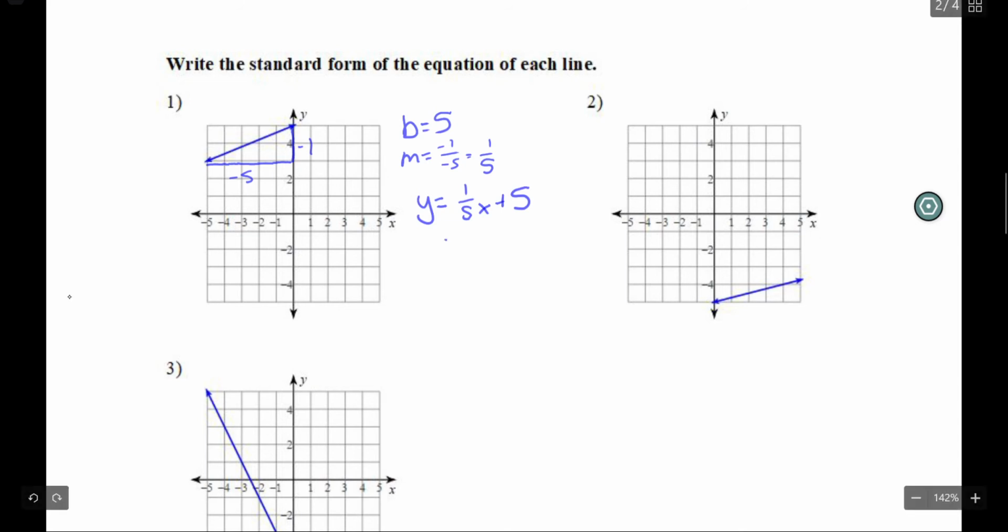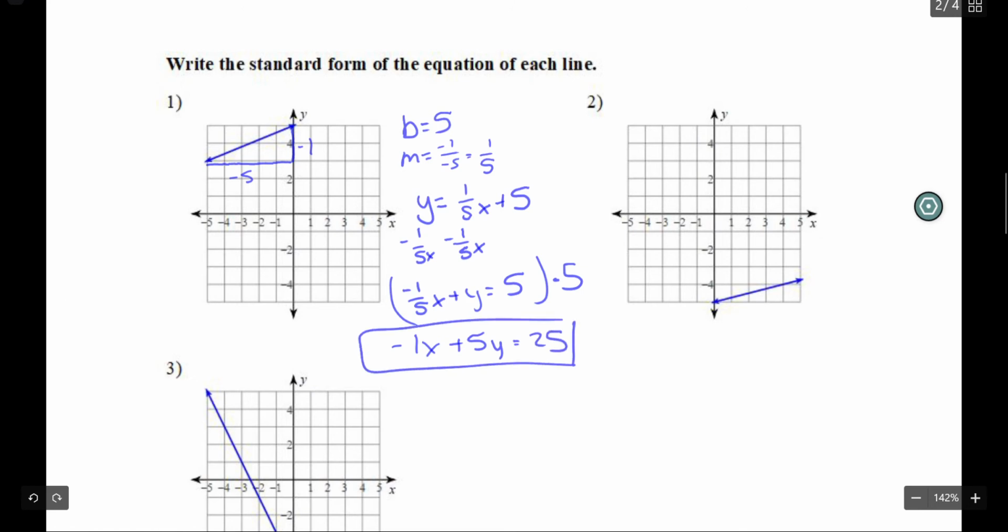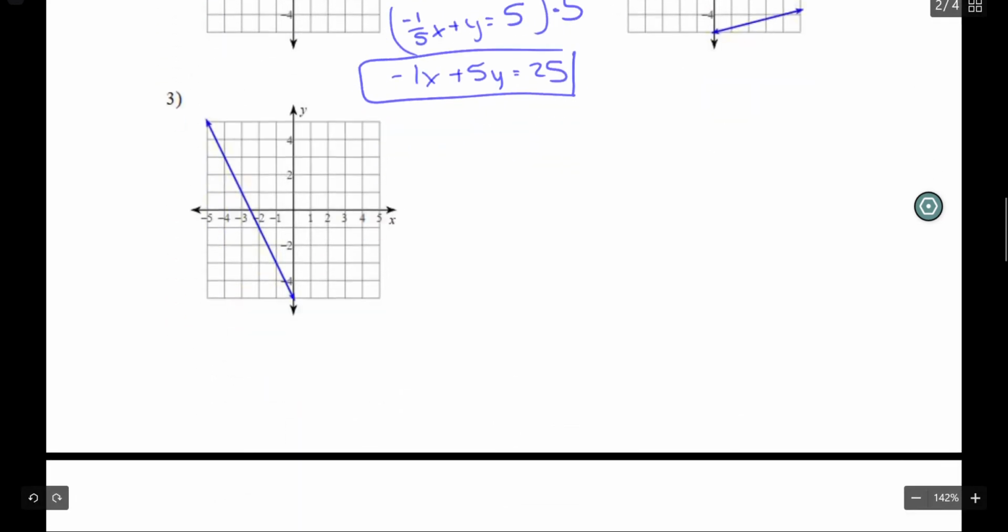Okay, I'm going to subtract my 1/5 x over. Negative 1/5 x plus y is equal to 5. Again, can't have a fraction, multiply everything by 5. Negative 1x plus 5y is equal to 25. Okay, you could have also just picked any ordered pair on there and done point slope form as well. Okay, we'll save the next two for in class.